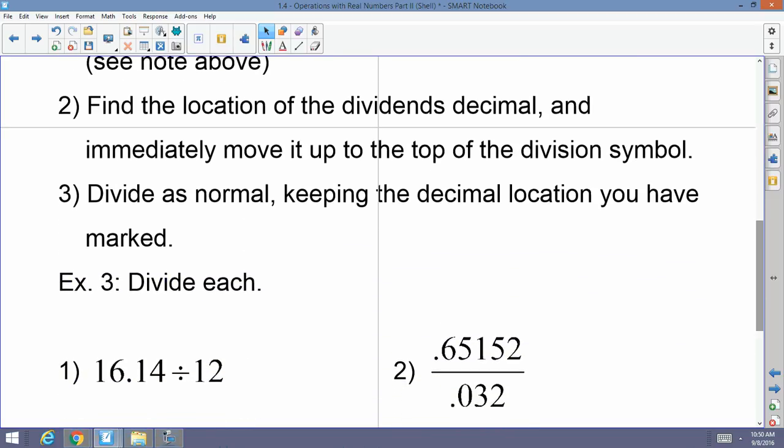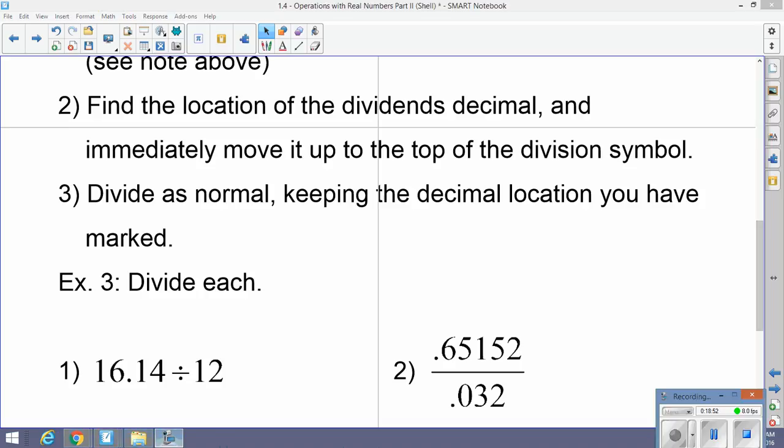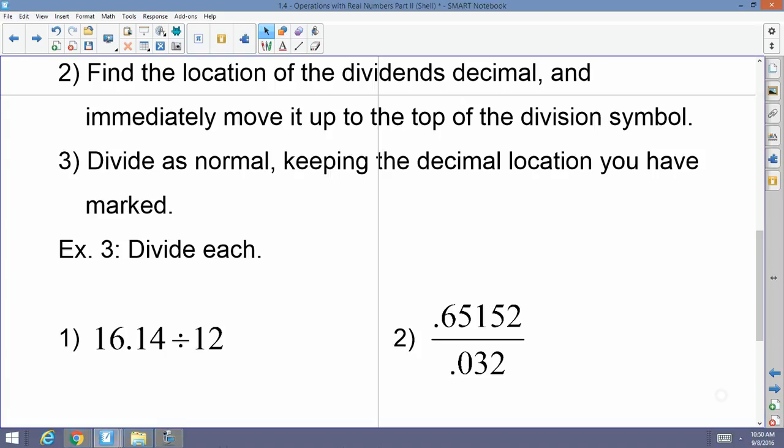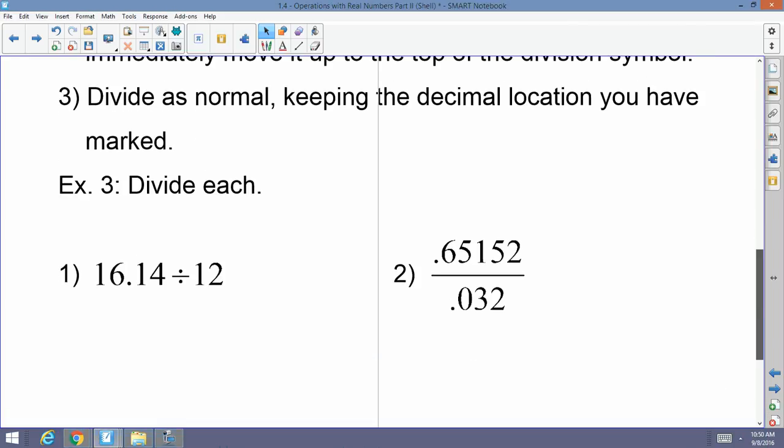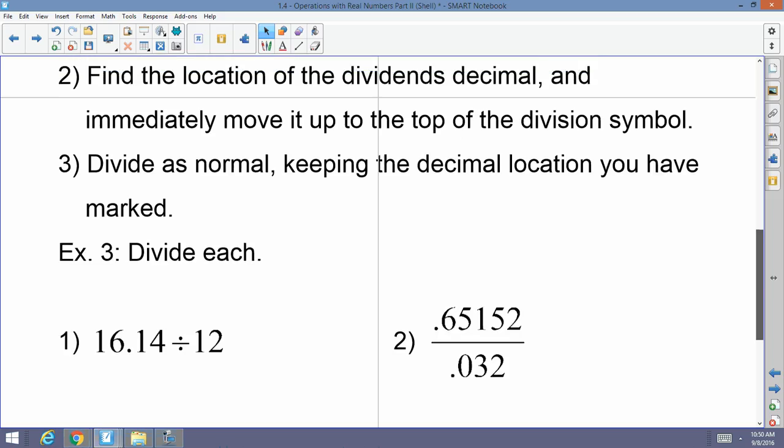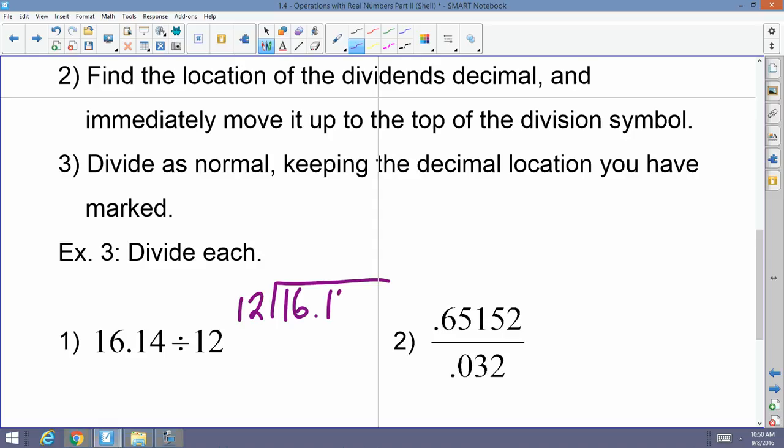Let's divide. I got 16.14 divided by 12. What number goes on the outside? 12, yeah, absolutely, and then 16.14 on the inside. Look, guys, I know it seems simplistic and silly, but do it. Bring up the decimal immediately. Don't even think about anything else. It's all about neatness with division, especially with decimals.